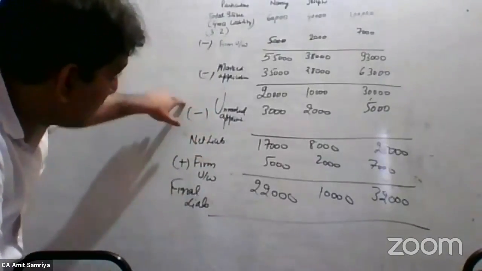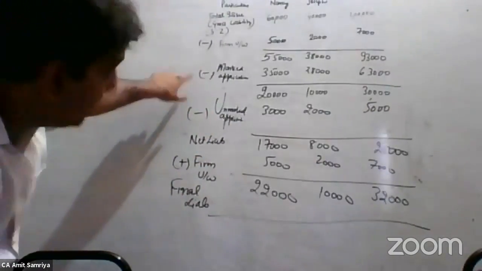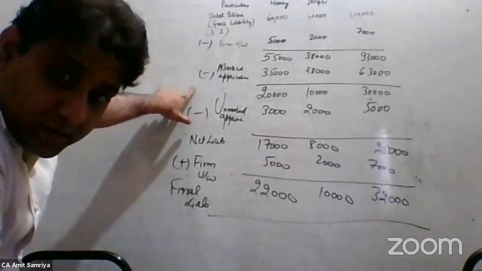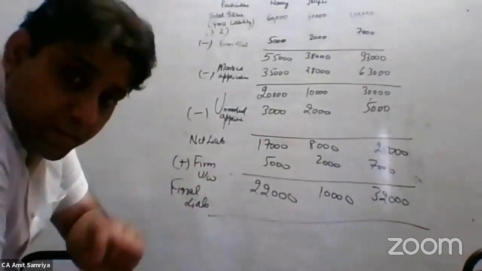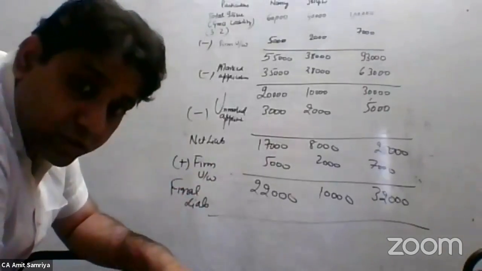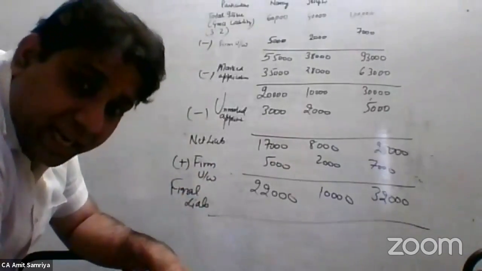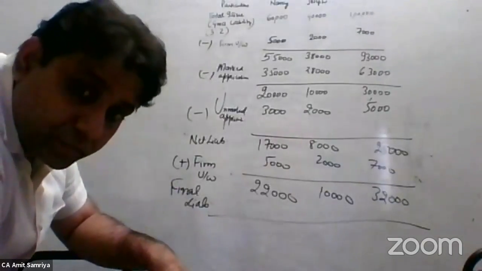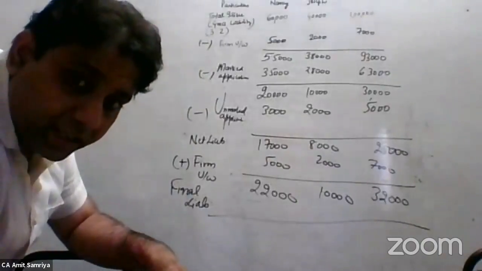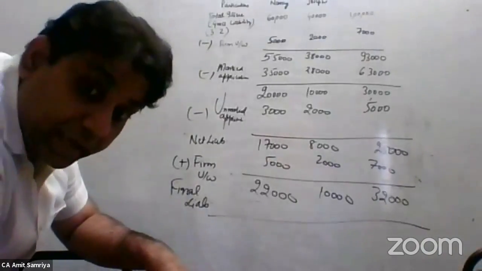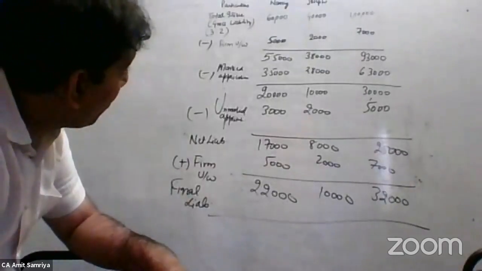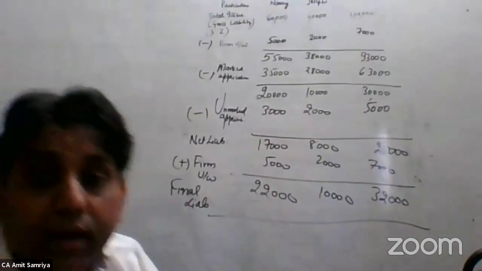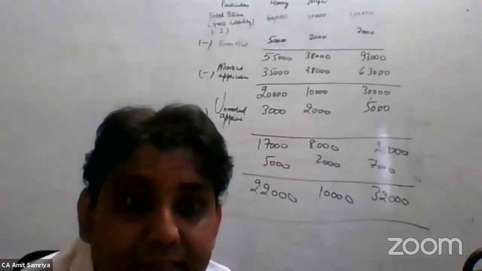And in this method, firm underwriting and marked application have the same treatment. It is mentioned in the problem which method is to be used. So firm underwriting sometimes should be deducted by using the second method, that is in the ratio. It depends on the information given in the question. So this is the basic format. Students, this is the method to calculate the liability of underwriters.